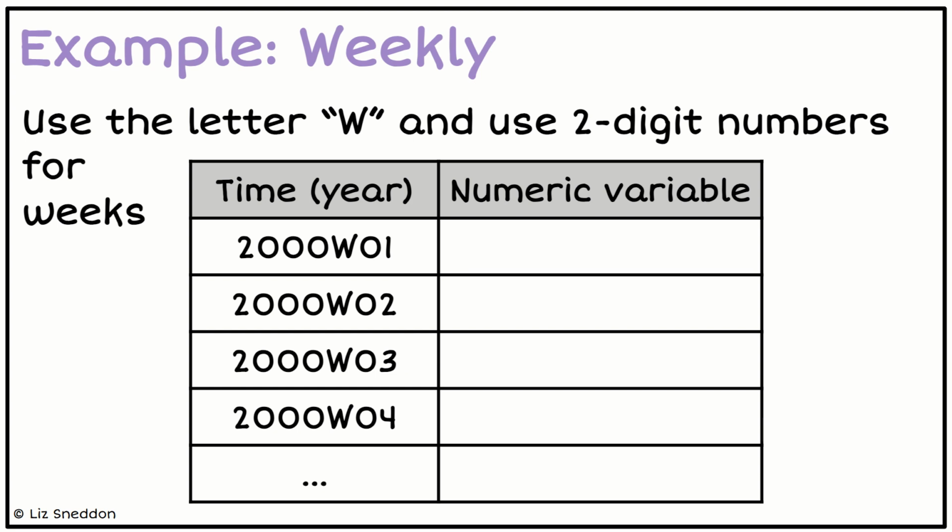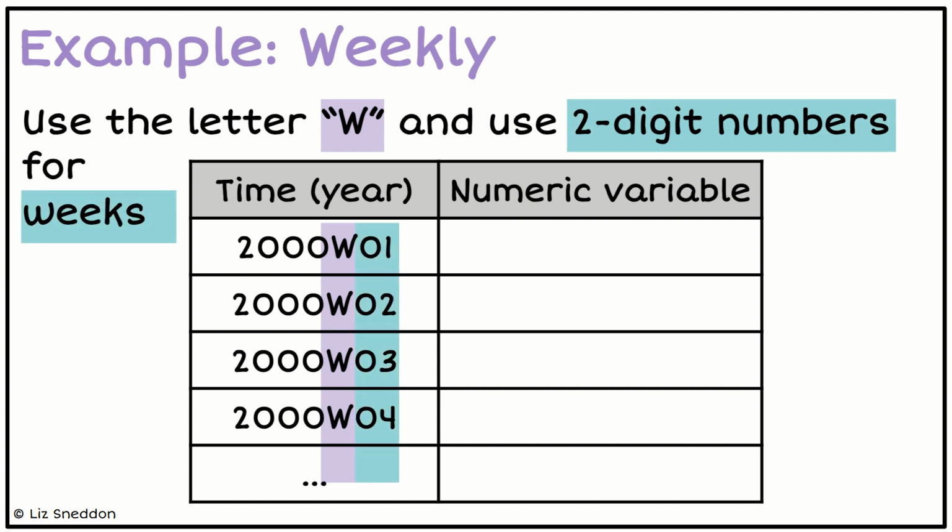If I have weekly data, we're going to use the letter W, and we're going to use 2-digit numbers for the weeks. So we've got the W in there, so 2000, week 1, and then I've got my 2-digit numbers because I've got up to 52 weeks of the year, so that's why I need 2 digits for the number of weeks.